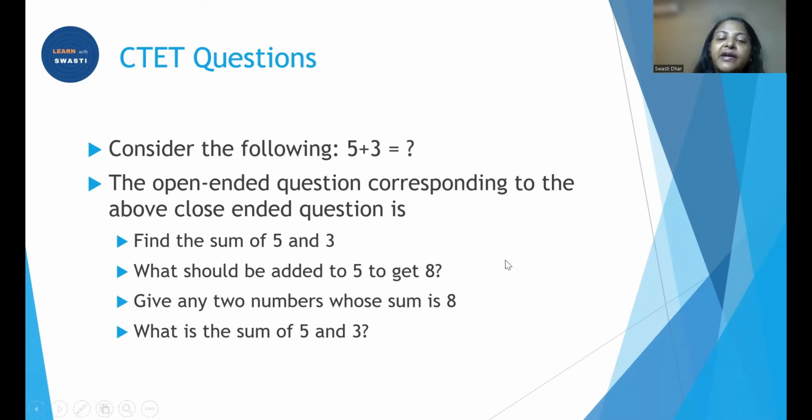What should be added to 5 to get 8? So here we've gone a little higher when we're talking about subtraction, but the answer still remains the same. What is the sum of 5 and 3? Which is the same as find the sum of 5 and 3, just changing the words. So that is also 8.